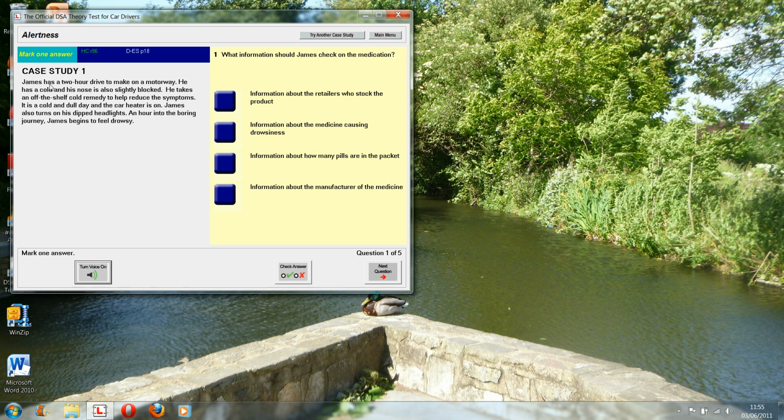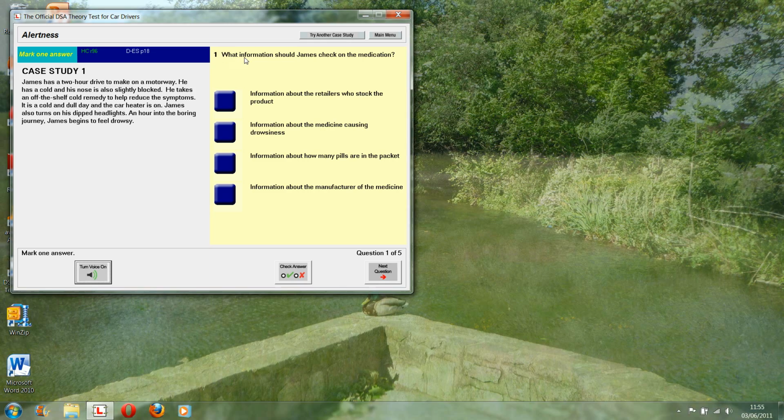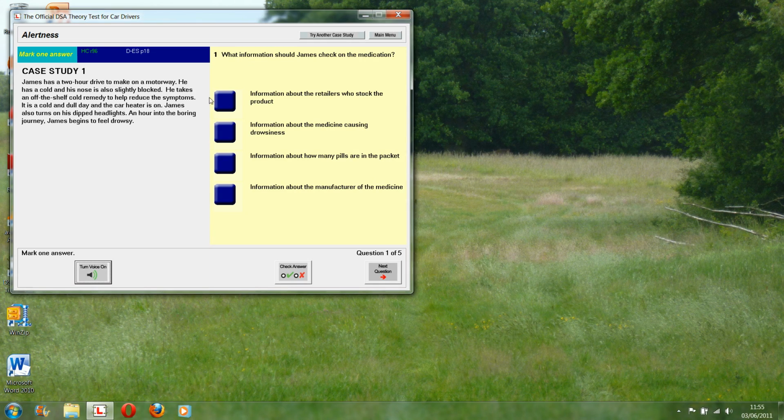So if I just do this one, this is basically exactly what it was like in the test. It's quite a short paragraph. You have to read about a case study. It's about someone beginning to be drowsy because he's taken a cold remedy. If you read it, usually it's four multiple choices. Sorry, there are 5 questions, and you have to choose one. Sometimes there are 5 options. If it's that, then it's usually 2 questions you have to answer.